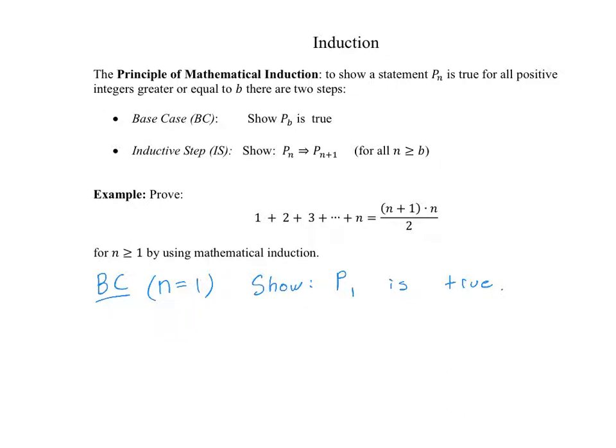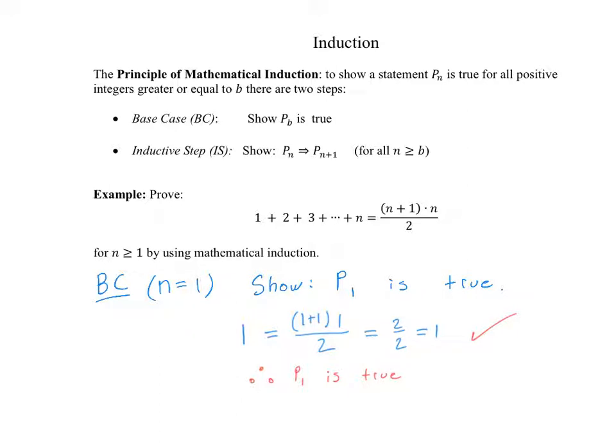So let's go ahead and do that. Let's plug in 1. The left-hand side would be 1 plus plus plus all the way up to just 1. So it's just 1 on the left. And then if we plug in 1 on the right, we would get 1 plus 1 times 1 all divided by 2. So that equals 2 divided by 2, which is also 1. So our base case checks out. We've successfully shown that P sub 1 is true. So I'll write down, therefore, P sub 1 is true. And we can move on to the inductive step part.